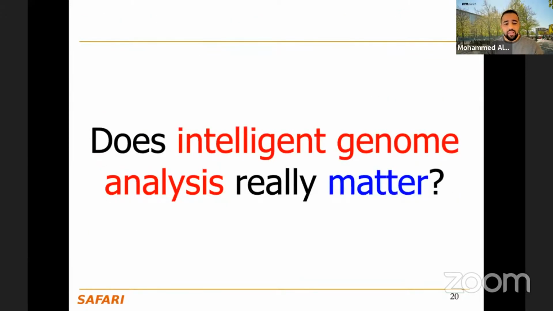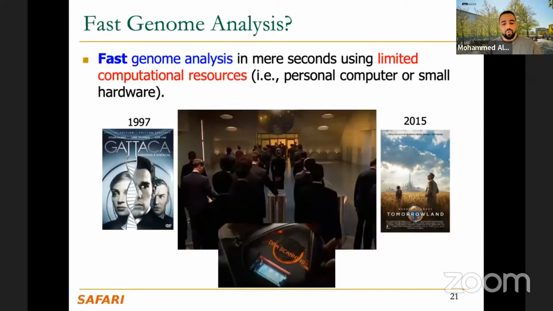All right, does intelligent genome analysis really matter? Why should we care? I could wait 3 hours to get the analysis. I could wait 2 days to get the analysis. It's not a big deal. So ultimately, we should have something like what is envisioned in these 2 movies. The first one, Gattaca in 1997, and Tomorrowland in 2015. How many of you watched these 2 movies, or any of these movies?